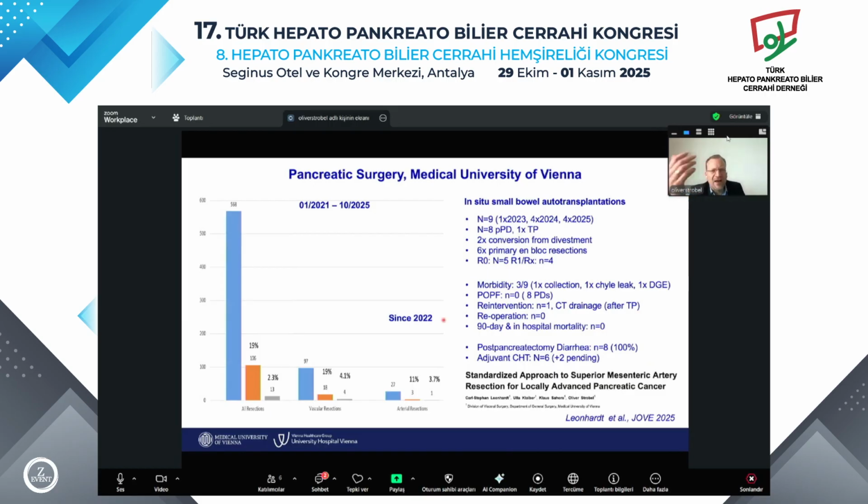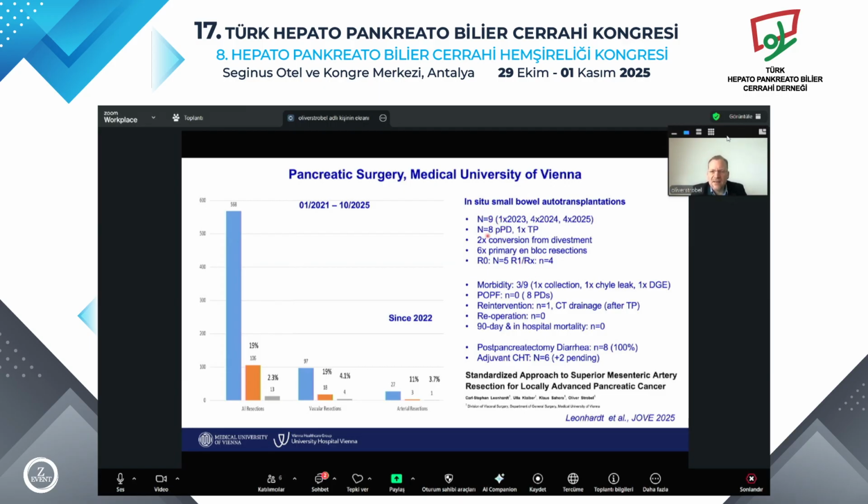I came from Heidelberg and had the experience, but it's difficult to build a program safely somewhere else, but we achieved it at the Medical University of Vienna. We do approximately 120 resections per year, and I started after 2 years with arterial resections, and since 3 years, we did 27, so at the moment 10 per year, increasing, and 9 in situ small bowel autotransplantations, still small numbers.